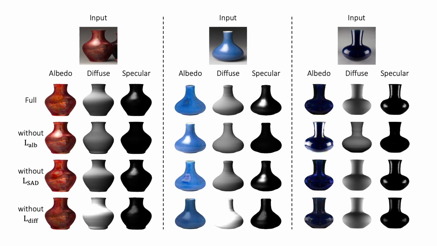We conduct ablation studies to understand each loss term. In particular, the model without the single color albedo rendering loss fails to decompose the albedo and lighting, and the model without the self-supervised albedo discriminator produces artifacts in the albedo, especially in the specular regions.